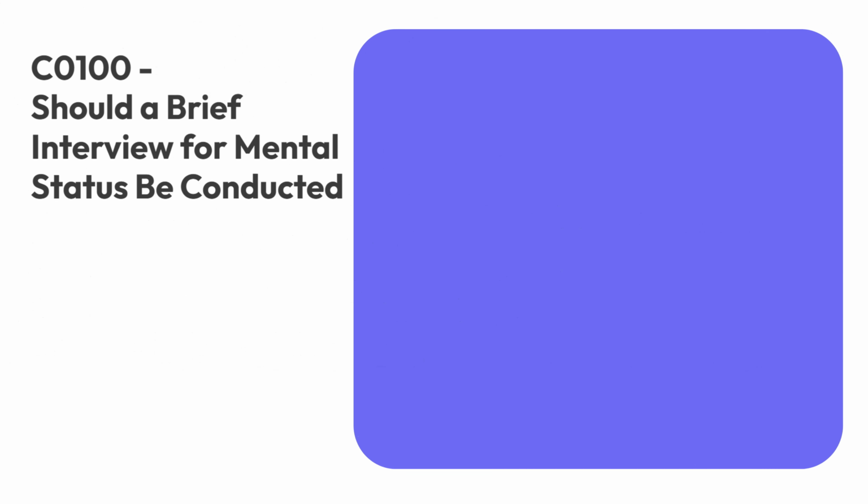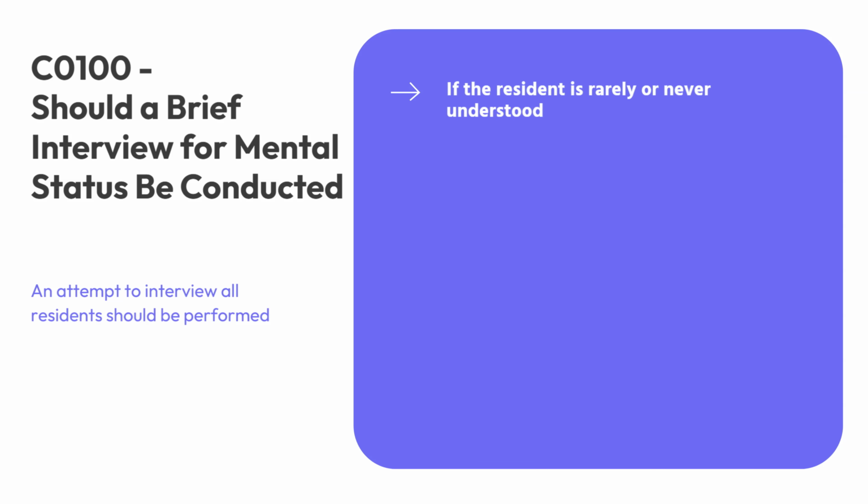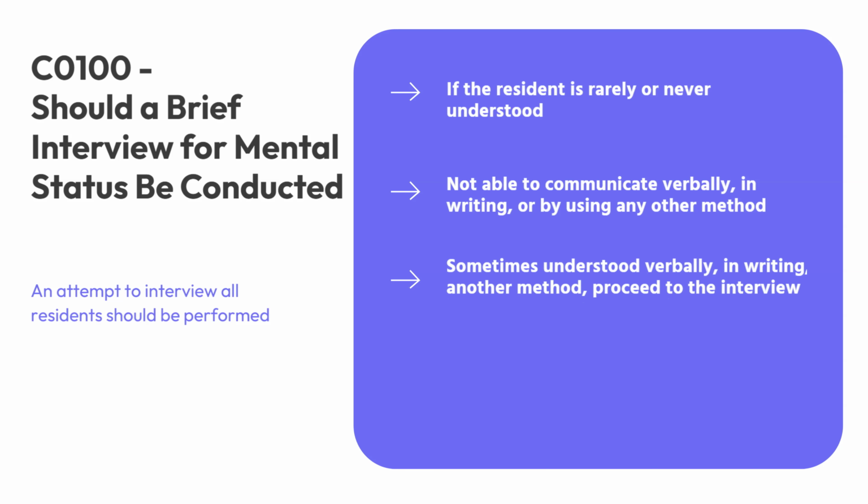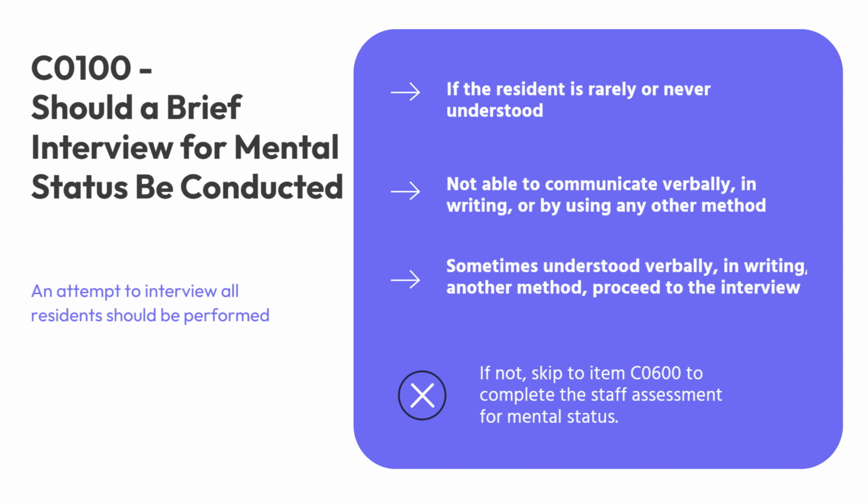In this section, we begin with item C0100, where we are asked if a brief interview for mental status should be conducted. Here, we will be simply determining if the resident is rarely or never understood, which is typically limited to residents that are not able to communicate verbally, in writing, or by using any other method. If the resident is at least sometimes understood verbally, in writing, or using another method, an attempt to interview the resident should be performed. If not, skip to item C0600 to complete the staff assessment for mental status.